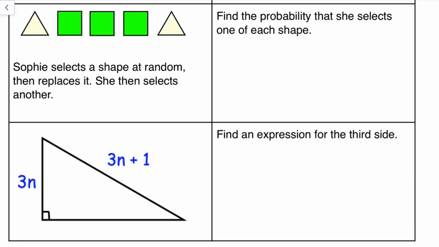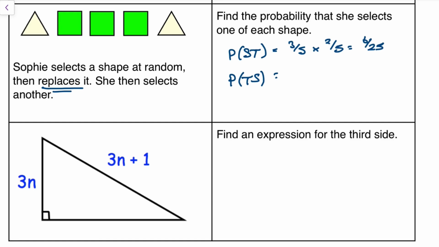Sophie selects a shape. So it's a probability question at random, then replaces it. So this is not a conditional probability. Find the probability she selects one of each shape. So what I need to do is I need to do square and triangle, or do triangle and square. Again, order matters here. So think about it like a big tree diagram and how it matters which routes I go down. So in order to do square and triangle, well, there are 3 squares and 5 shapes. Remember, I'm replacing that shape again, so then there's 2 triangles to choose from and 5 shapes, which is going to give me 6 over 25.